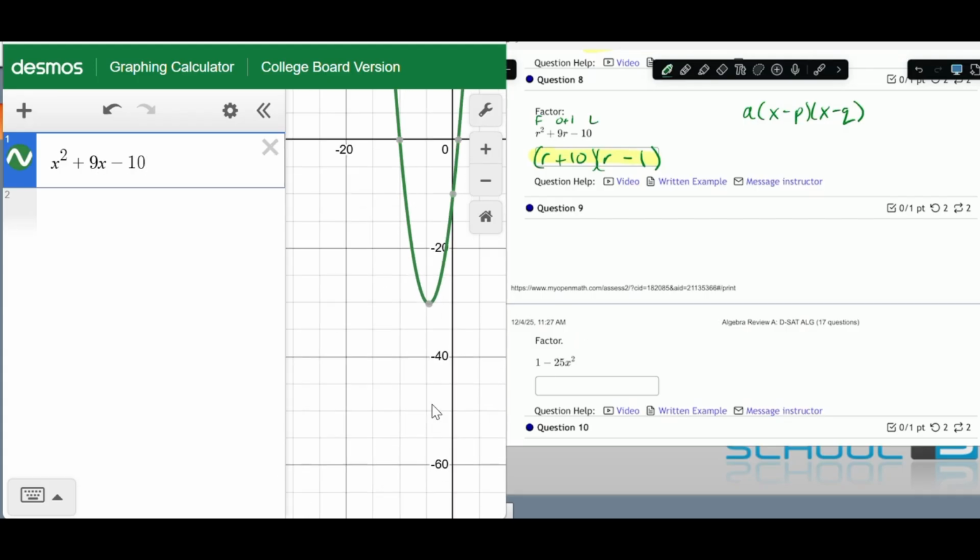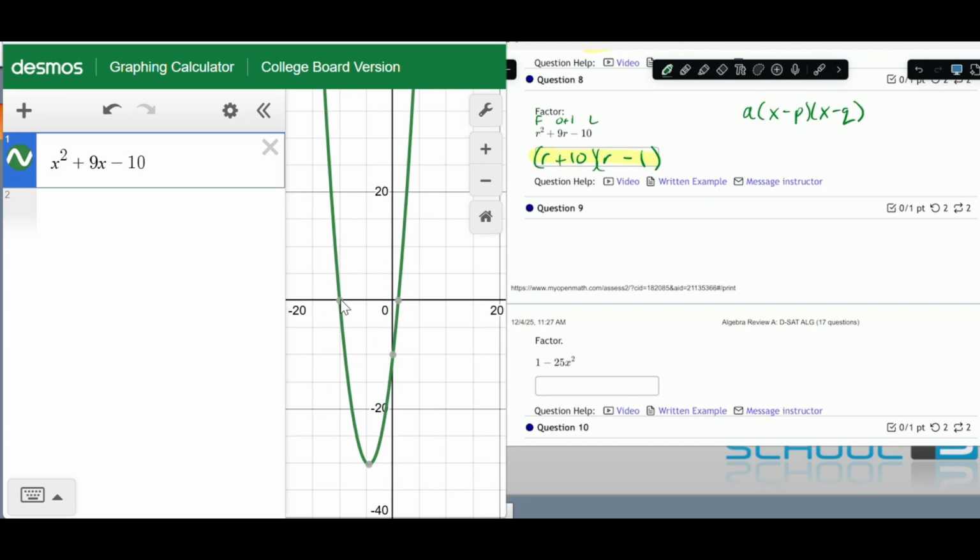And if I then find my p and my q, right, my p and my q represent the intercepts. And so what I have is my a value is 1. I have my p value, I see, is negative 10, so x minus a negative 10. And my q value is this 1, the second intercept, so minus 1. And so this is my answer.